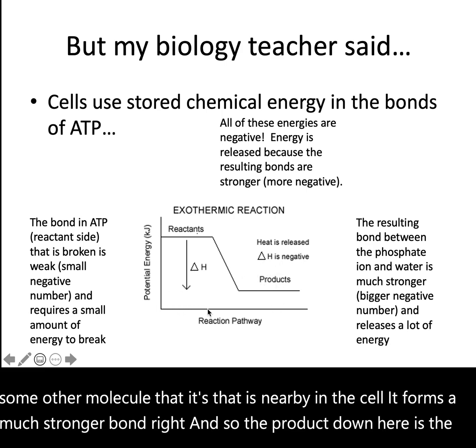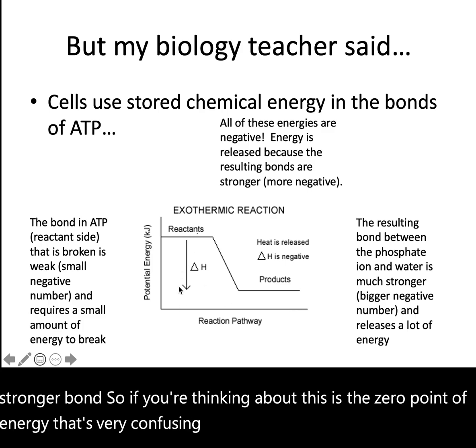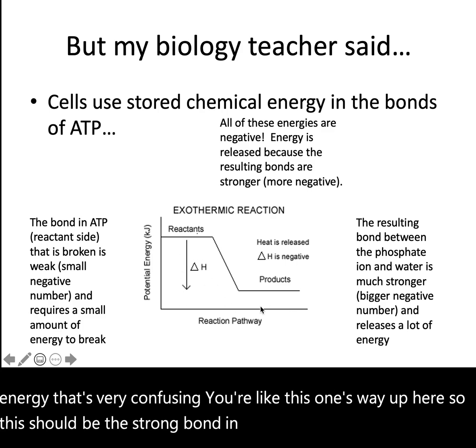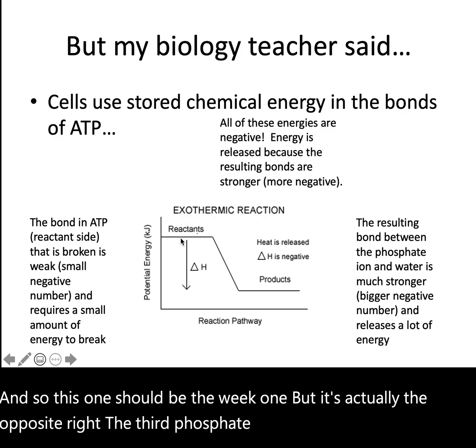So if you're thinking about this as the 0 point of energy, that's very confusing. You're like, oh, this one's way up here, so this should be the strong bond, and this one's way down here, and so this one should be the weak bond. But it's actually the opposite, right? The third phosphate is hardly held at all. That's a super weak bond.